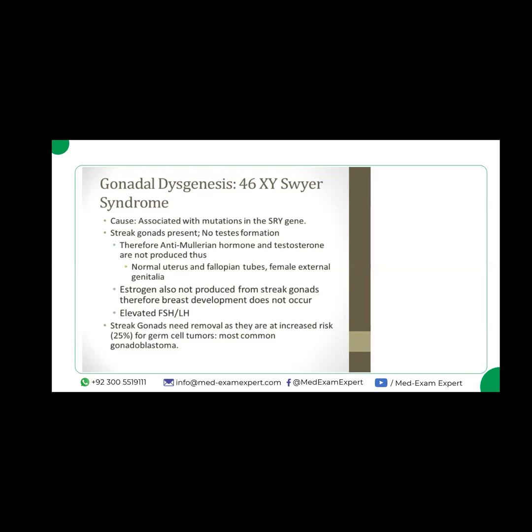As they have streak gonads, they need removal, as there is increased chance of malignancy, the most common being gonadoblastoma in patients who are suffering from gonadal dysgenesis. And the treatment, I have already told you, is that we give estrogen, and after giving the initial dose of estrogen, we give progesterone for completion of the menstruation.